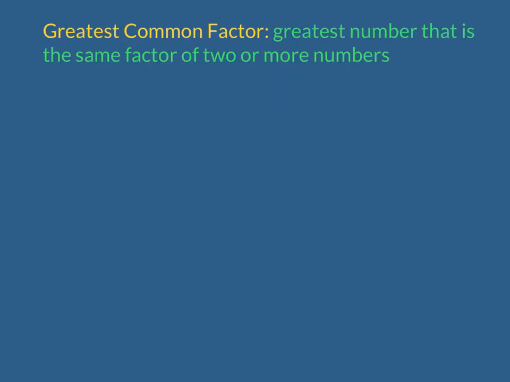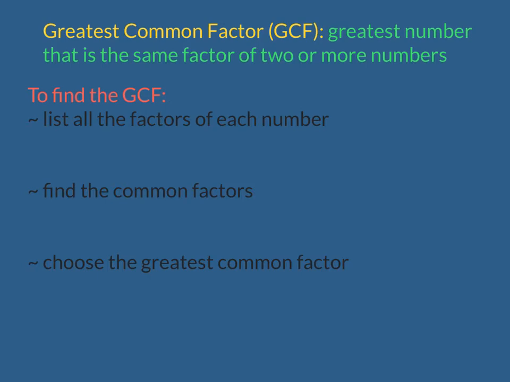Here's the vocabulary word to copy down today. Greatest common factor. That's the greatest number that is the same factor of two or more numbers. So to find the GCF, the greatest common factor, you first list the factors of each number, then find the common factors, and last you choose the greatest common factor. So let's take a look at those steps using the examples 8, 12, and 20.